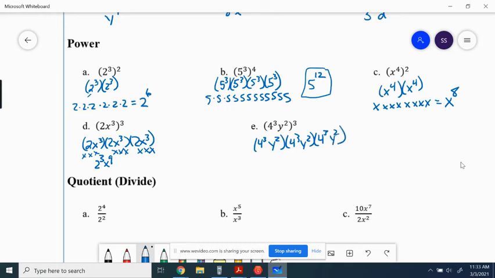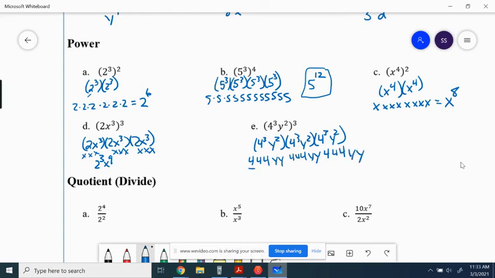Okay, so there we go. That's what that means. And then each one of these would be 4 times 4 times 4 times y, 4 times 4 times 4, y times y times y, and 4... well, my 4's and y's look too similar. 4 times 4 times 4, and y times y. All right, so what do we have here?